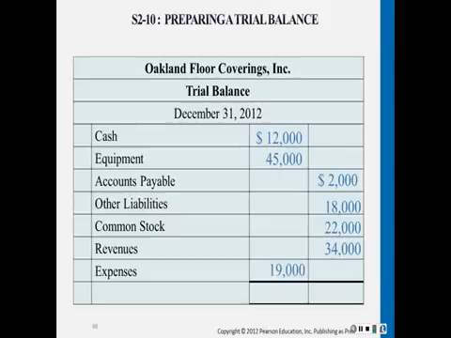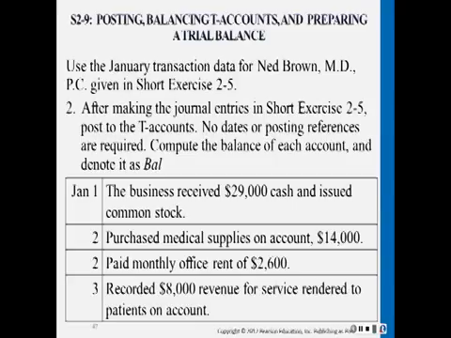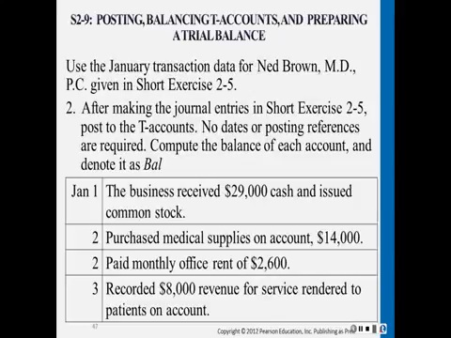The whole purpose of the trial balance is to make sure that the debits equal the credits. So now we're going to add the debit and credit columns respectively and make sure that both sides balance. And in this case it does. It's $76,000 on both sides.